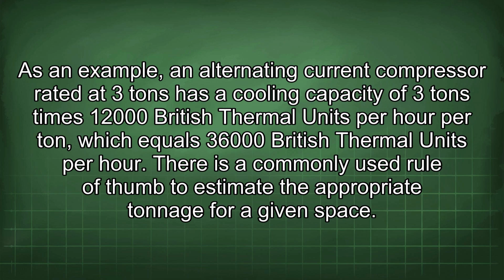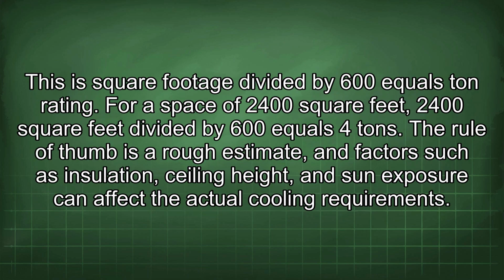There is a commonly used rule of thumb to estimate the appropriate tonnage for a given space. This is square footage divided by 600 equals ton rating. For a space of 2,400 square feet, 2,400 square feet divided by 600 equals 4 tons. The rule of thumb is a rough estimate, and factors such as insulation, ceiling height, and sun exposure can affect the actual cooling requirements.